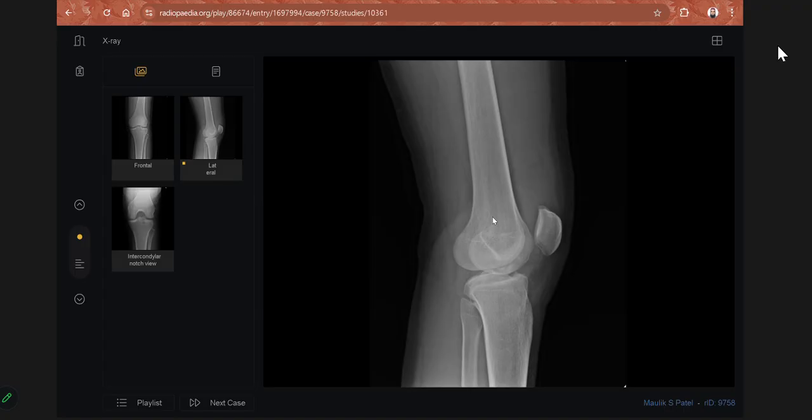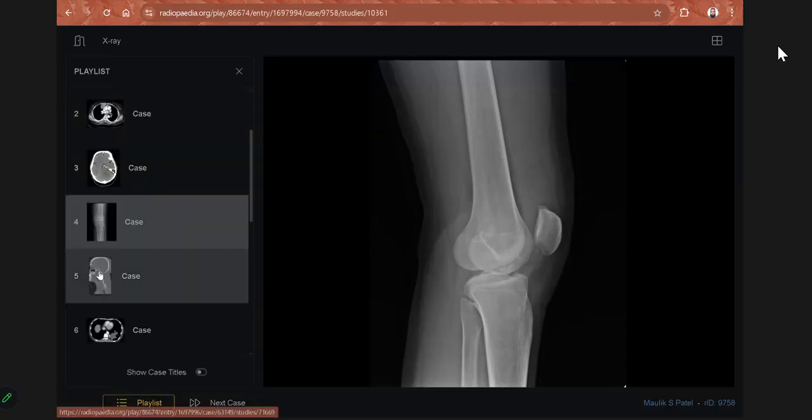Okay, how do you proceed with this case? Sir, I would like to inform the primary team. I would like to do an MRI knee. I would like to take an orthopedic consult. Okay. Yes, so just start.